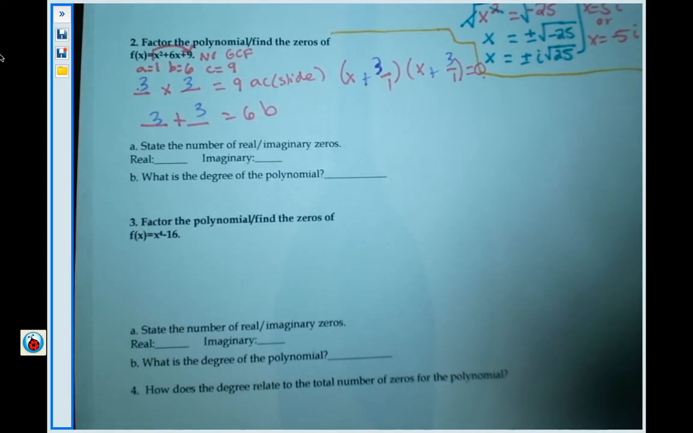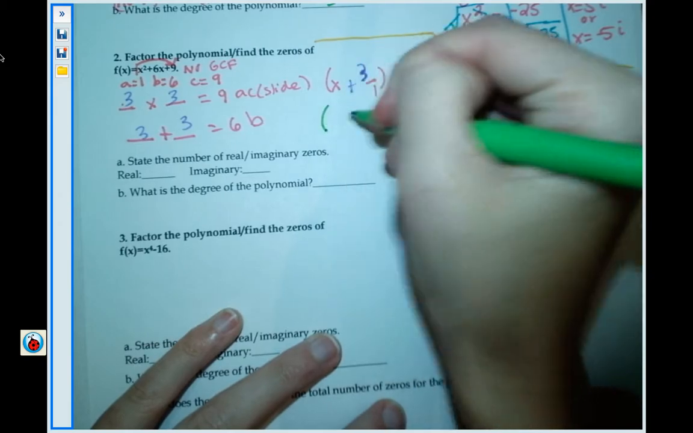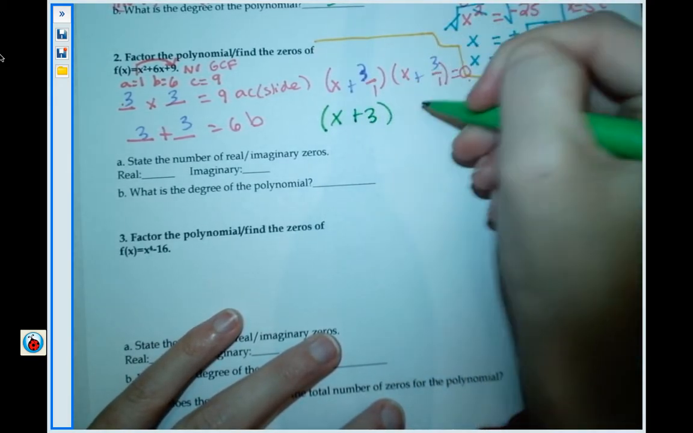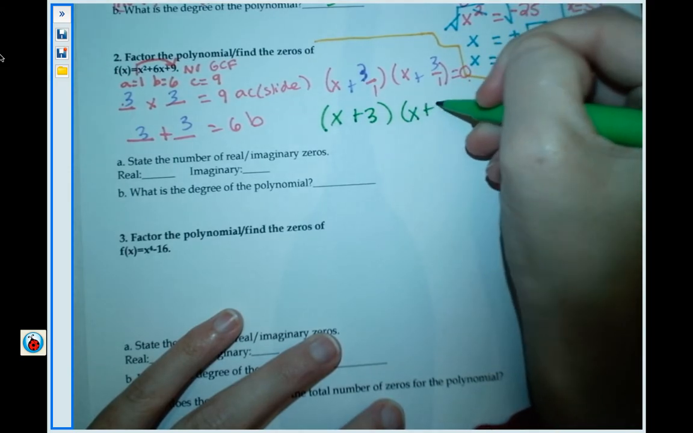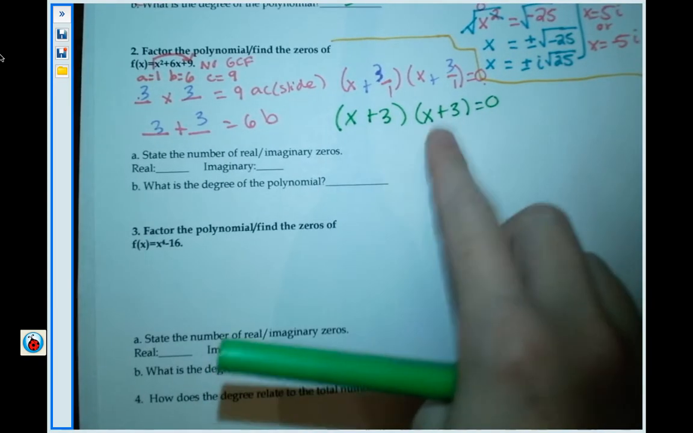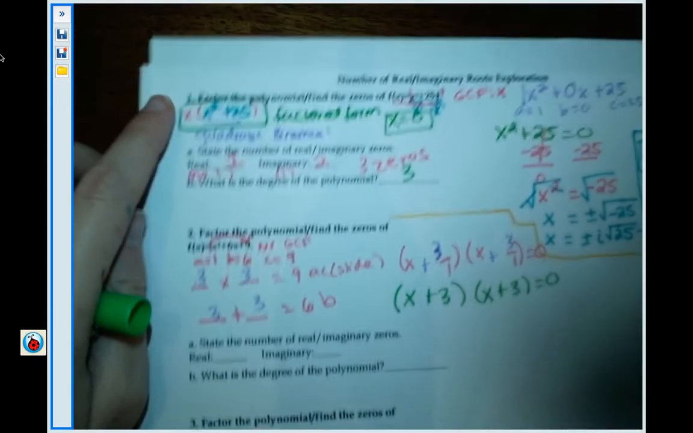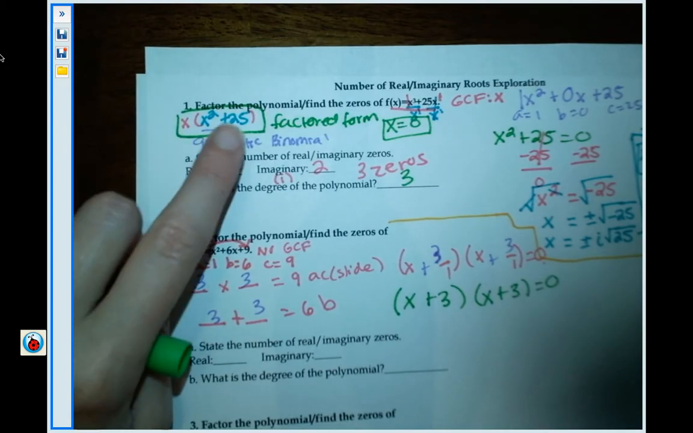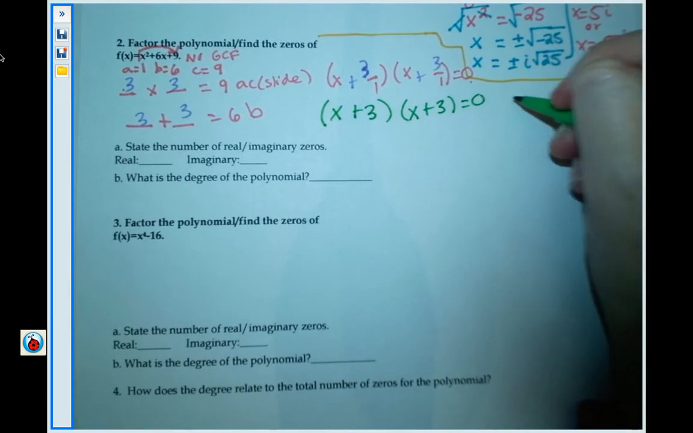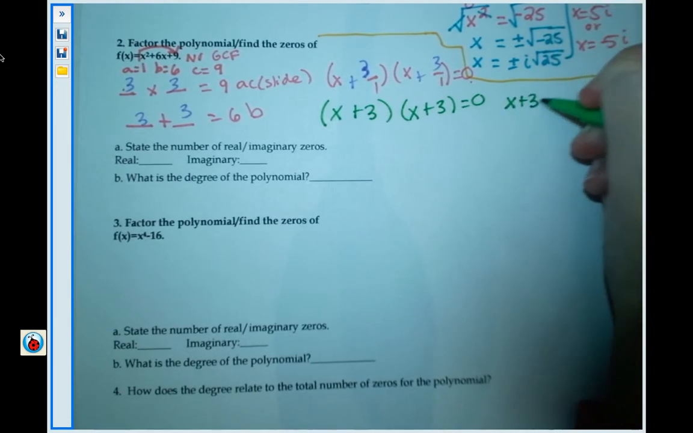So let's simplify this thing. 3 divided by 1 gives me 3, so it'll be x plus 3. And 3 divided by 1 will give me 3. Alright, as the last step when we find zeros, we just set each parenthesis equal to 0 and solve. Just like we did up here. So we're going to have x plus 3 equals 0 and x plus 3 equals 0.